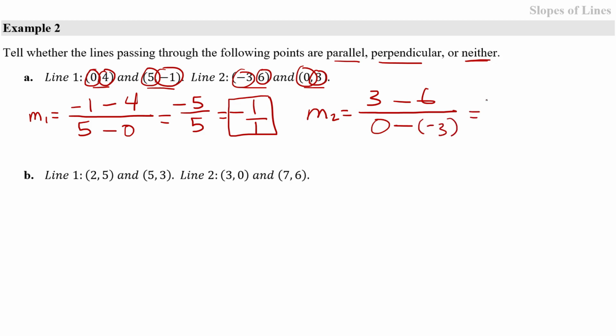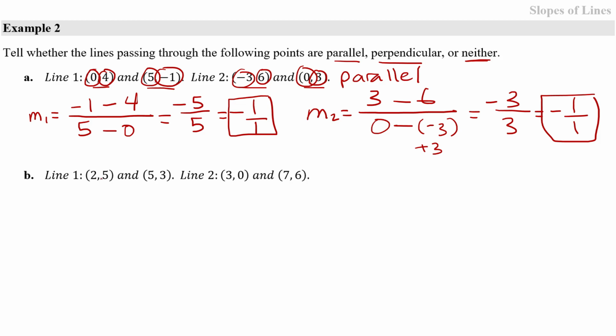And then 3 minus 6 on top is going to be negative 3. And then this double negative is going to become a positive 3, and 0 plus 3 is a 3. Okay? And if I simplify negative 3 over 3, it's going to be negative 1, which I can also once again write over 1. It's going to be the same exact slope. So we know that for line A, these 2 lines are going to be parallel.